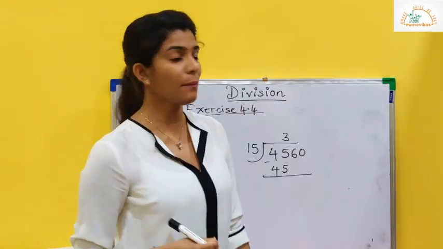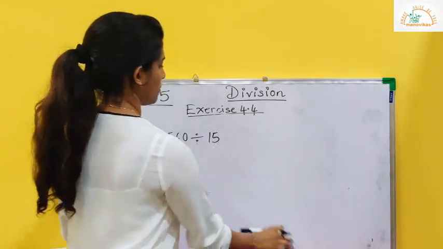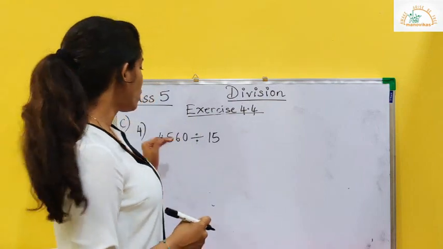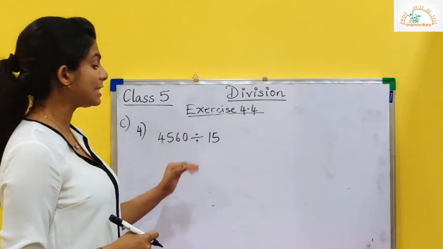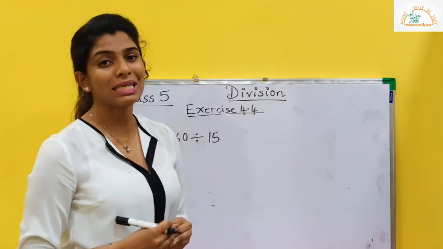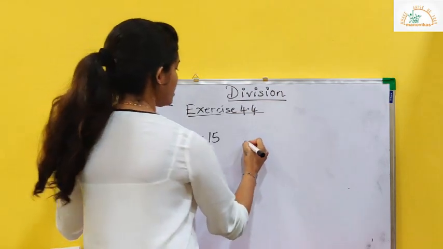Let's solve the fourth sum. 4560 divided by 15. I'm sure you know the 15 times table. Students, please learn tables up till 20 at least. Alright, now let's solve this.